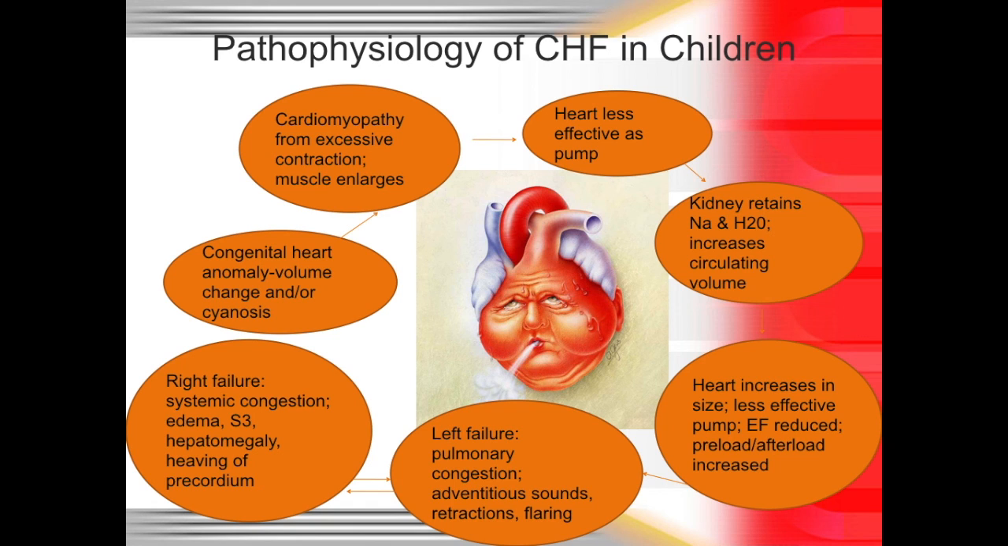then we start having left failure symptoms of pulmonary congestion, increased work of breathing, the retractions, the nasal flaring, color changes, and as it backs up even further, now our right heart is affected. And so we see the signs of systemic congestion in the form of edema, the S3 heart sound, and we have an enlarged liver because it's so congested with blood. And now we're going to see the heaving of the precordium.